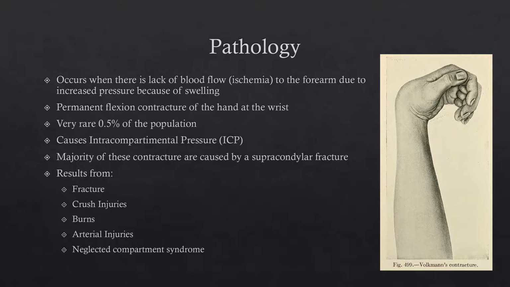Pathology. A Volkmann's contracture occurs when there is a lack of blood flow to the forearm due to increased pressure because of swelling. It causes permanent flexion contracture of the hand and wrist. It is very rare, 0.5% of the population. It causes intracompartmental pressure. The majority of these contractures are caused by a supracondylar fracture, but they can also result from fractures of other areas, crush injuries, burns, arterial injuries, or neglected compartment syndrome.